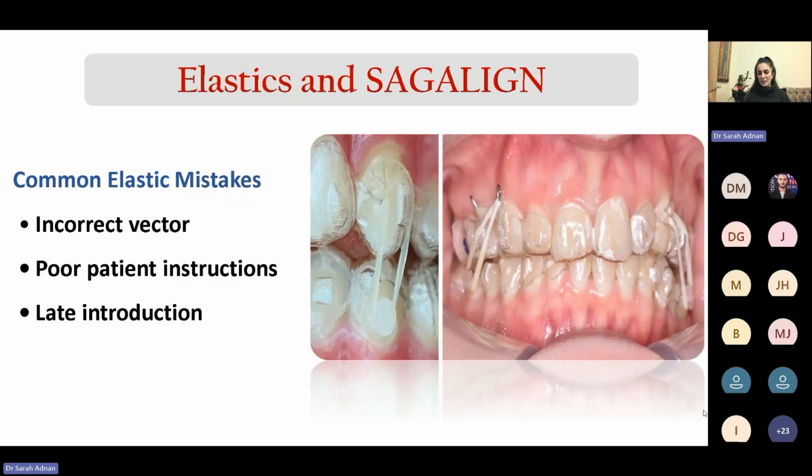Elastics application is essential. Patients should be instructed and they should use them. In some cases, the elastics in a growing patient can produce a skeletal effect. So we should instruct them and encourage them on using elastics from the beginning of treatment.